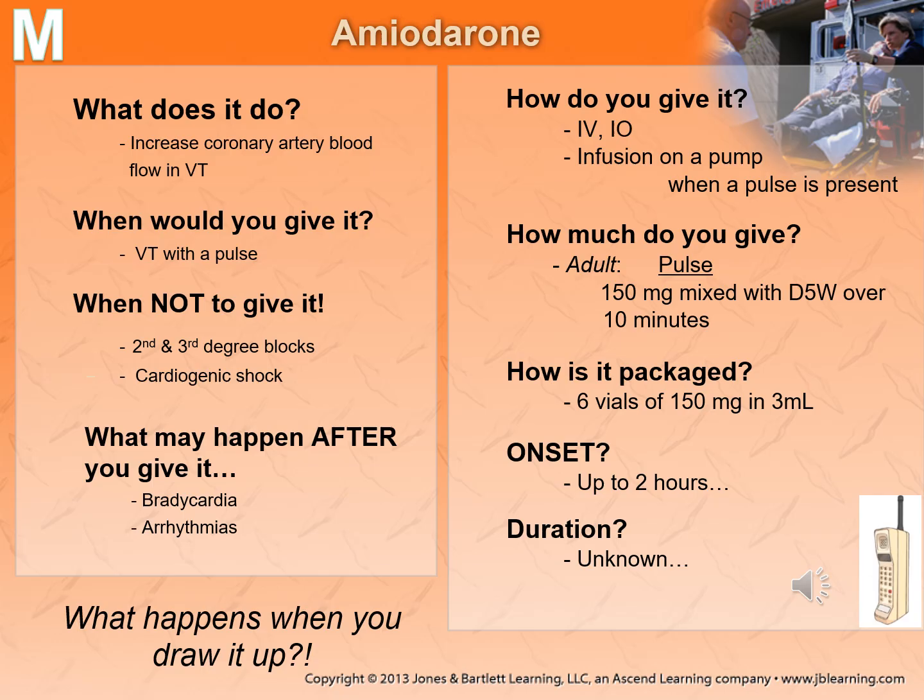IV/IO, an infusion pump when a pulse is present. You're going to give 150 milligrams mixed with D5W over 10 minutes. The onset's up to about 2 hours, so it's not rapid acting, but it does start relatively immediate. But just know the full therapeutic effect could last up to 2 hours, and the duration is unknown.